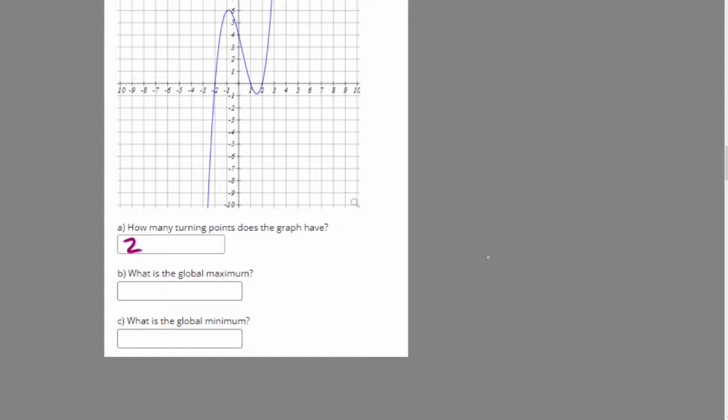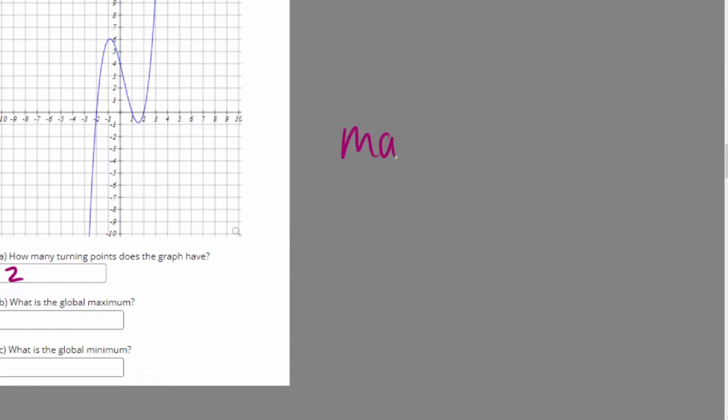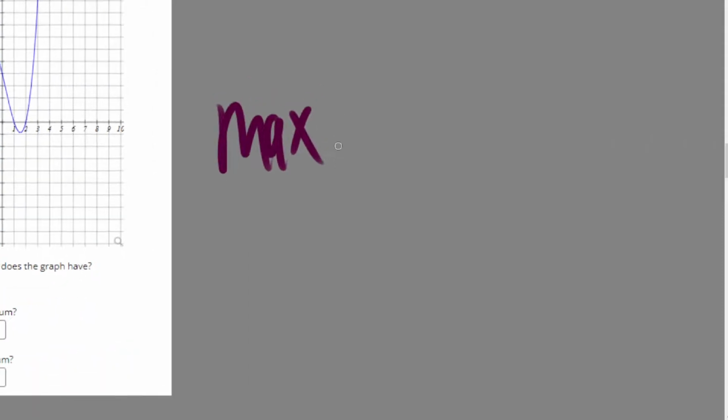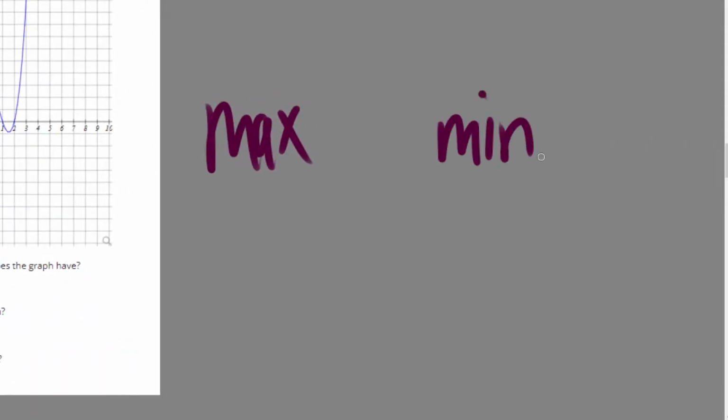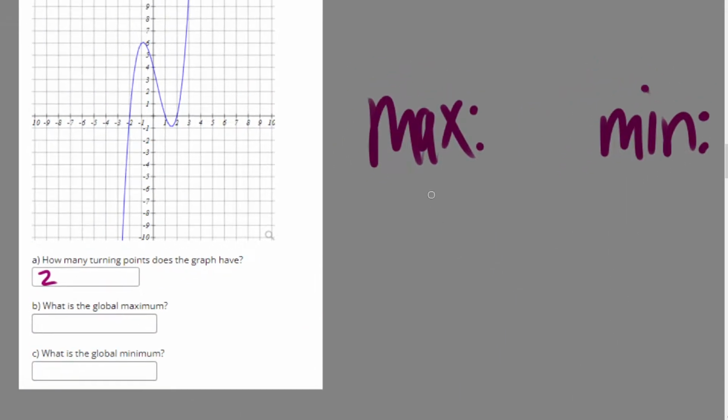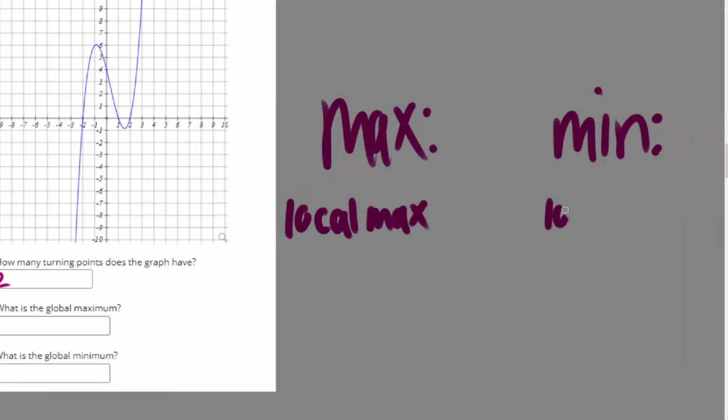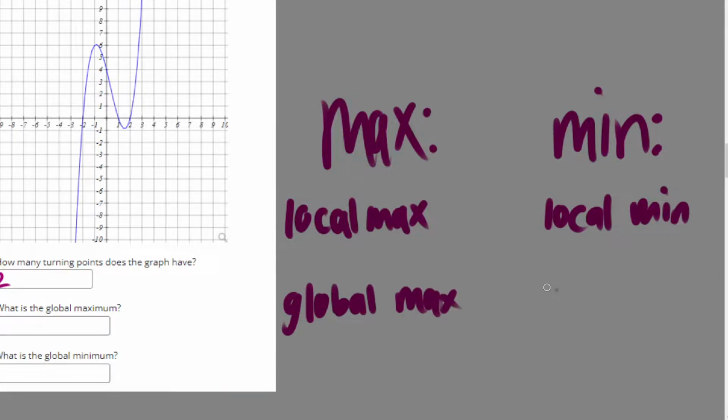So when we're talking about maxes and mins, let me choose a better color for that. That's not a better color. Maxes and mins. It's about the same. It's pretty self-descriptive. So there's 2 different kinds. There's local maxes and local mins. And there's global maxes and global mins.